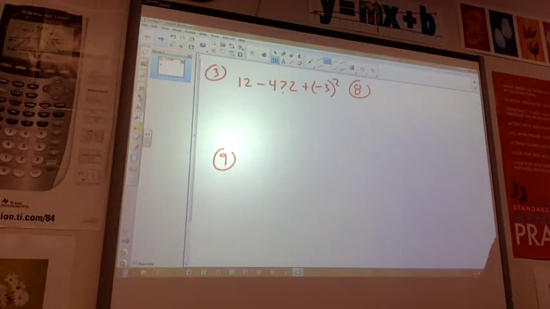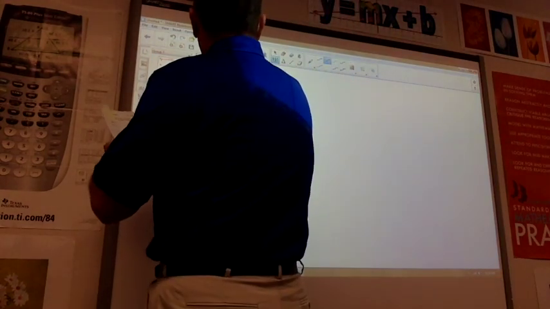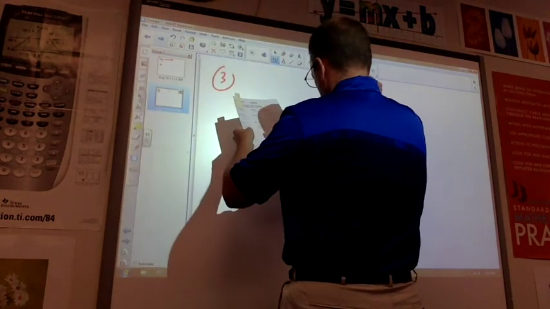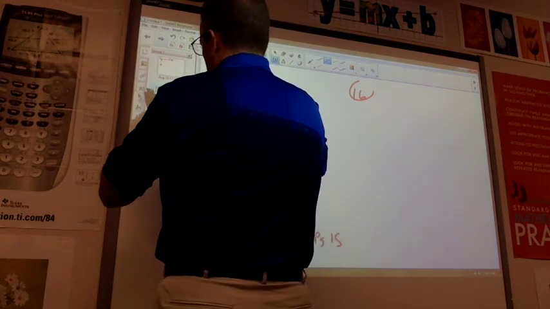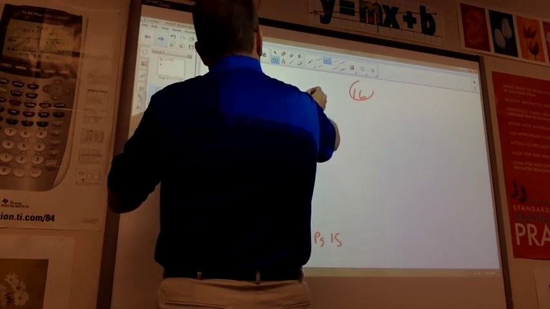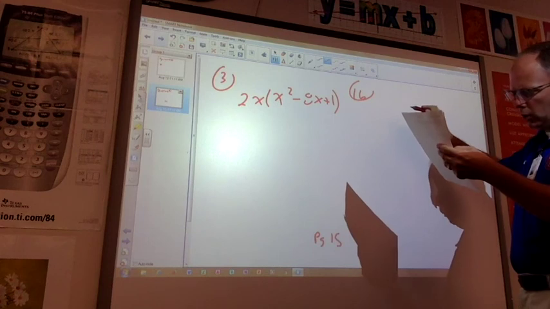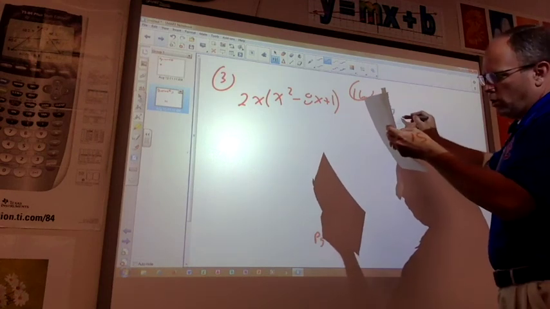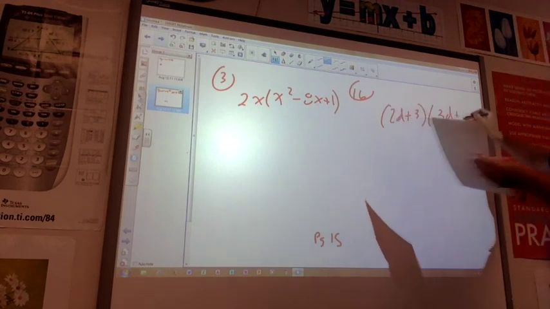No, but on worksheet number 6, 3 and 16. Borrowing yours again. 3 and 16, and this is on page 15 at the bottom, right? Number 3, 2x times x squared minus 8x plus 1. And number 16, 2d plus 3 times 3d plus 1.